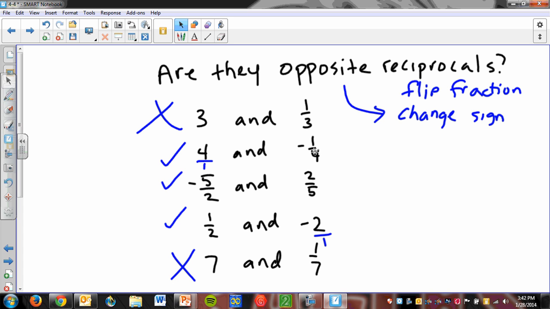So 4 and negative 1/4 are, and negative 5/2 and positive 2/5. Those are good. 1/2 and negative 2, which is negative 2 over 1. Those are good. 7 and positive 1/7. Those are not.